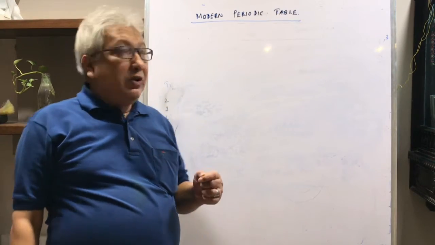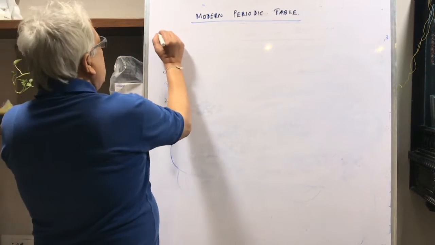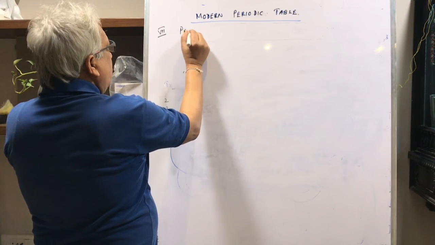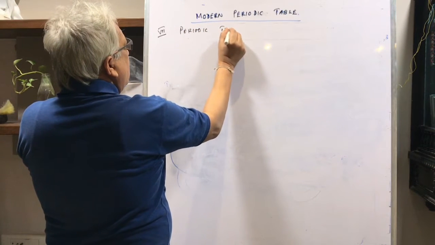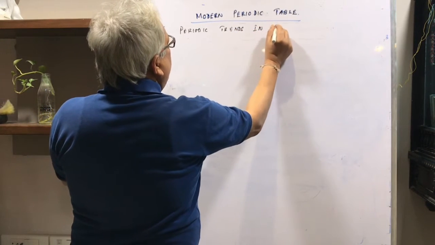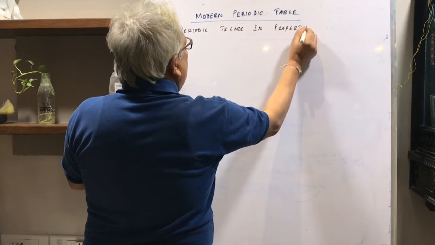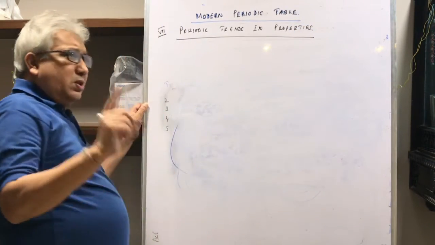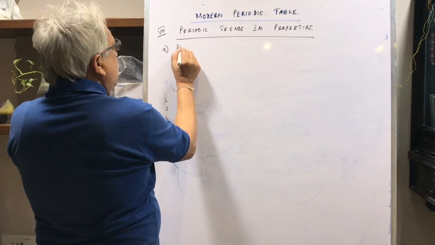So children, we have been talking about the modern periodic table. We are in the discussion of heading number 7, that is periodic trends in properties. Periodic trends in properties. Now in the periodic trends in properties, we have been talking about point A, the more important, that is physical properties.